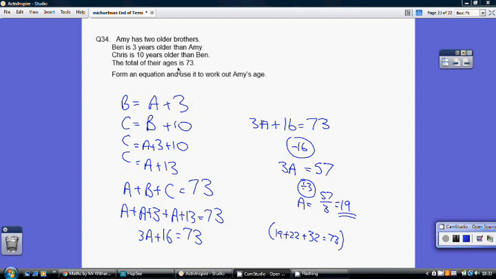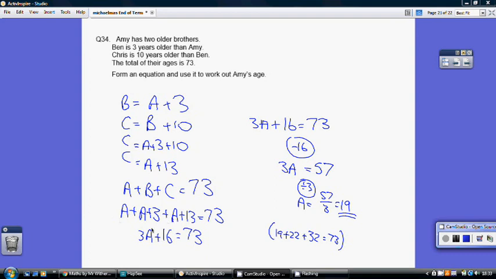Now I'm told that their 3 ages together add up to 73. So A plus B plus C must equal 73. So substituting in our various facts, A is A, B is A plus 3, and C is A plus 13. So here I've constructed an equation where the only unknown is A. If I simplify this, I can solve this quite easily to work out what A is, and A is Amy's age. So let's simplify the left hand side.